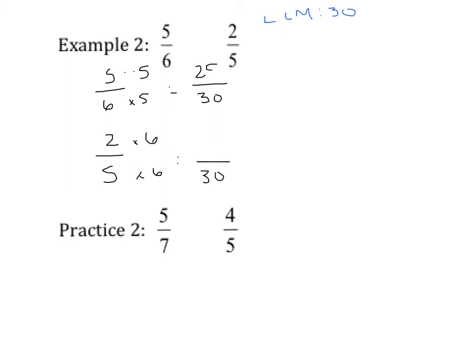So 5 times 5 is 25. 2 times 6 is 12. So our two fractions are 25 over 30 and 12 over 30. Now remember, we want to use our original numbers, so I'm going to write them right above. 25 over 30 was my 5 over 6, and 12 over 30 was my 2/5.